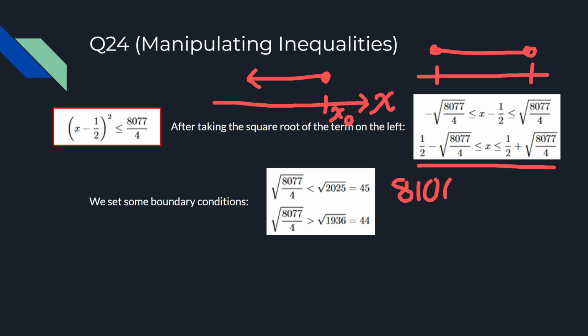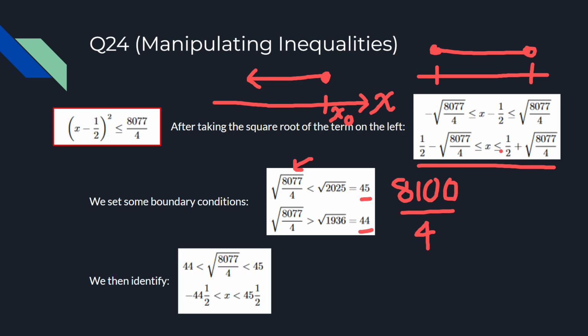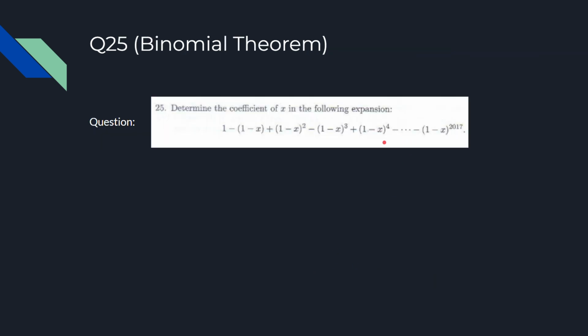8,100 over 4. That's 2025, and 8,100 over 4 is actually greater than this thing, and 2025 is a perfect square. It's 45. You can repeat the same process, 44. So you notice that this term over here is between 44 and 45. So next I can substitute that in, and I identify that x must be within these bounds. And if I work it out, I realize that there are 90 integers which satisfy this inequality. Last but not least, we have question 25 with the binomial theorem.